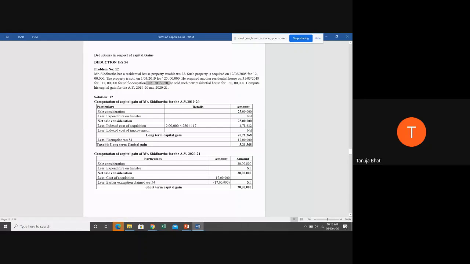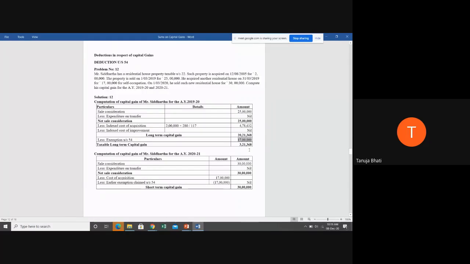On 1/3/2020, he sold such new residential house for 30 lakhs. Actually, he should not be selling it for a period of 3 years. Now, before 3 years completing only, he is selling it. So let us see what is the computation of capital gain of Mr. Siddhartha for assessment year 2020-2021. Sale consideration, he's selling the new house for how much? 30 lakhs.